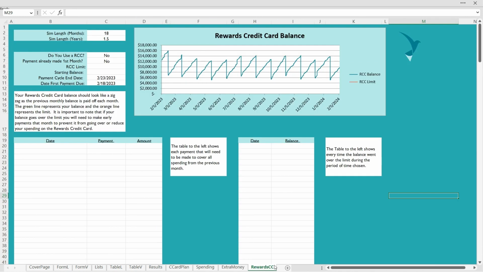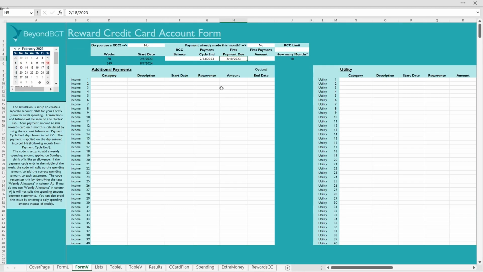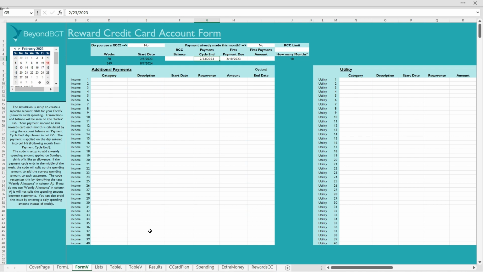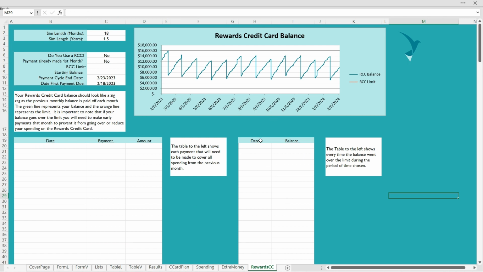There's also an option to model a rewards credit card. If you do spending on a rewards credit card or you want to try that and pay off the balance each month to earn rewards without paying any interest, you can model that here. There's a separate form for the spending on the rewards credit card. It'll have its own table. It'll calculate the amount due in each payment cycle and make that payment apply to the checking account table as well. So you'll have an accurate simulation of having spending on a rewards card that is paid off every month. And a lot of information needed for that account will be shown here.